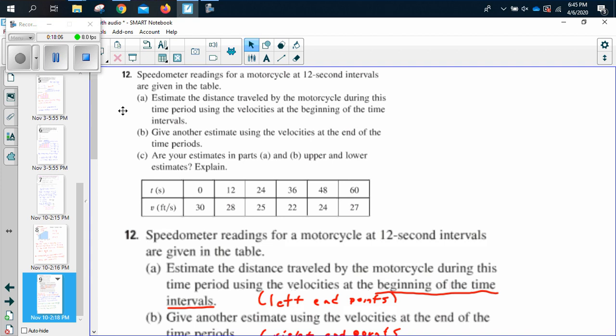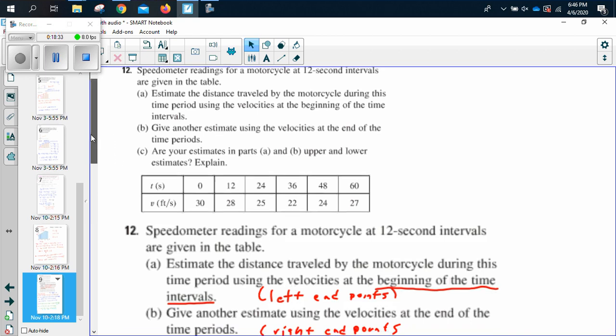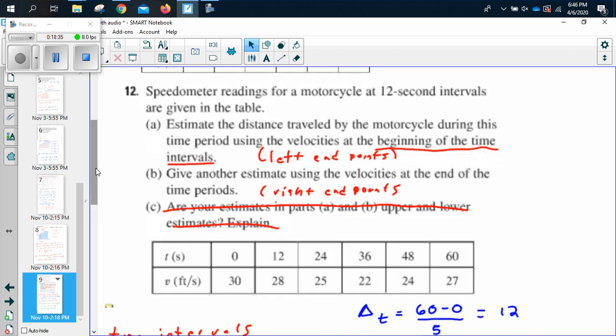Now, here's an example. So we've got speedometer readings for a motorcycle at 12-second intervals given in the table. We want to estimate the distance traveled by the motorcycle during this time period using the velocities at the beginning of the time interval. So that's like the left endpoints. And then also using the velocities at the end of the time period, and that's using right endpoints. And we won't worry about C in this case. So I'm really doing left endpoints and right endpoints.